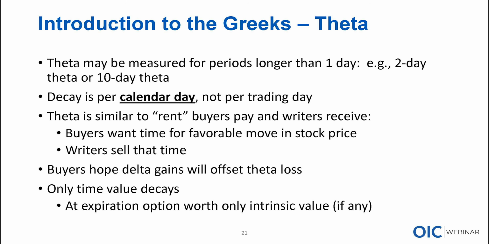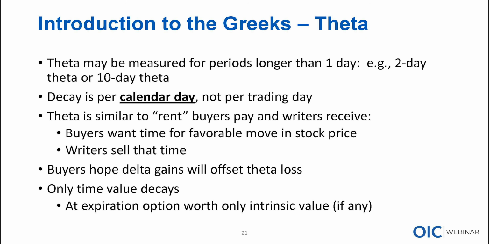It's also risk for option sellers. The more time that they have, the more chance there is that the option is going to go against them. So you can think of theta as rent buyers pay and sellers receive. And then only time value decays, meaning, again, at expiration, the option is either worth something, that's going to be its intrinsic value, or it's going to be worth nothing.